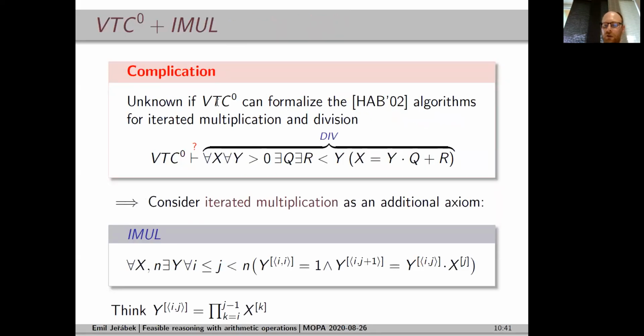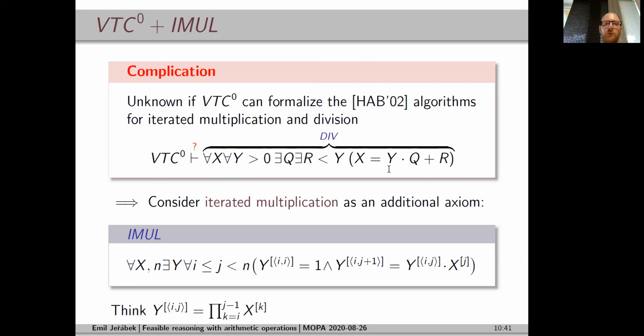And now there is some kind of a complication. As I said, in TC0 we can compute iterated multiplication and division, but this is quite a complicated algorithm, and we do not know yet if we can formalize this algorithm or prove its soundness in this theory VTC0. So we do not know whether the theory proves this formula expressing totality of division with remainder.